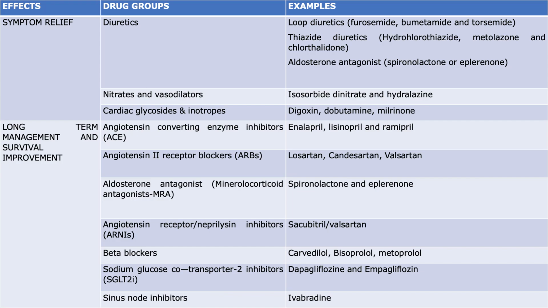Then you also want to put these patients on drugs that are going to improve their survival. A good group of drugs are ACE inhibitors. They have been used for quite some time. Drugs like enalapril, lisinopril, ramipril, angiotensin II receptor blockers like losartan, candesartan, valsartan, and the mineralocorticoid antagonists, which I've already talked about, spironolactone and eplerenone.